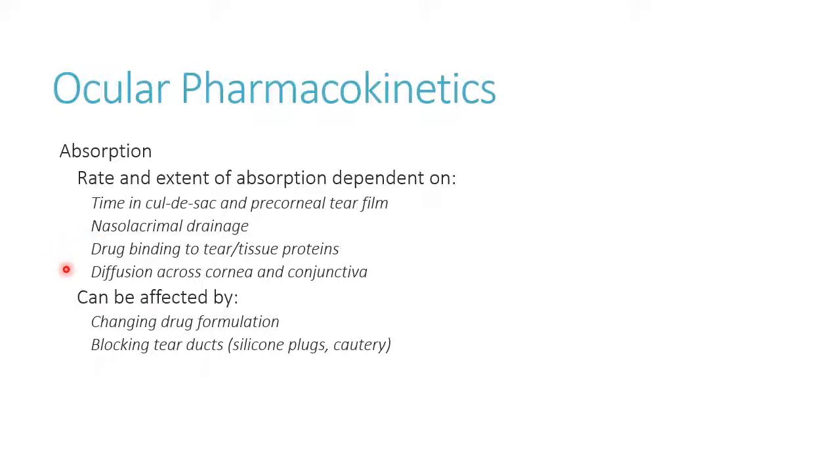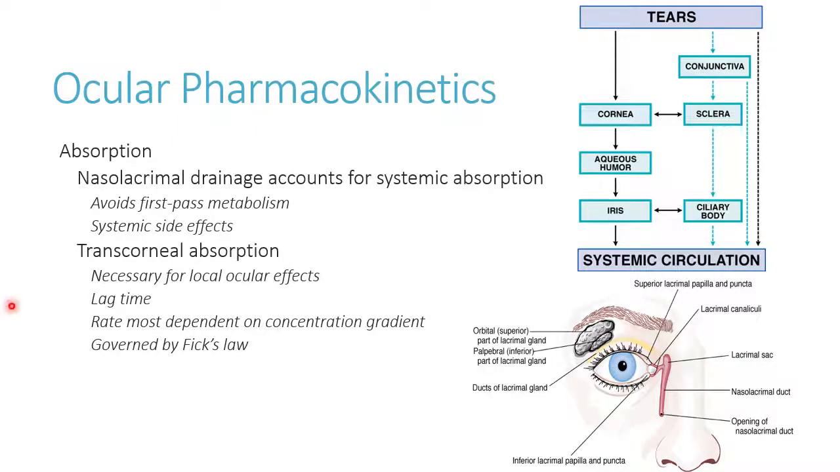Certainly things like diffusion across the cornea can be important here. Protein binding will also play a role, just like it does anywhere else in the body. And again, by changing the formulation to something thicker, maybe less runny, you can increase that contact time. There are even other things we can do, like blocking nasolacrimal drainage. You can do things like cauterization or apply plugs, which can also help you keep drugs around for longer.